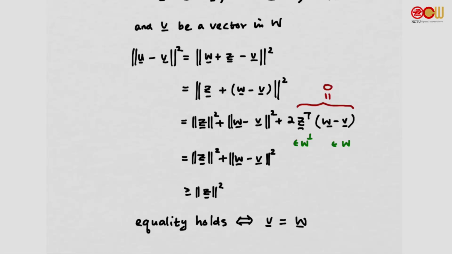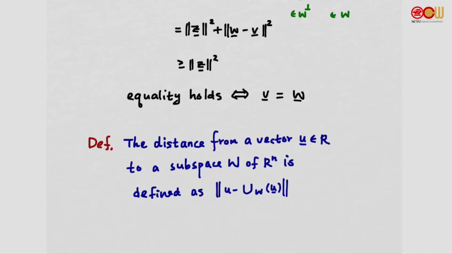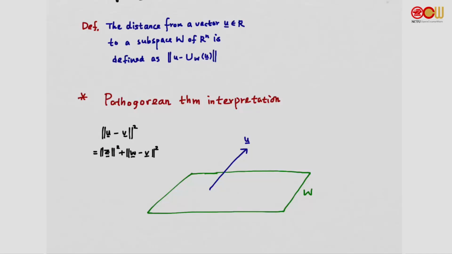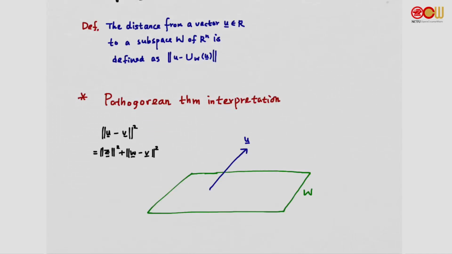So the shortest distance between u and a vector in W is the norm of z, and the smallest distance is achieved when this vector is the orthogonal projection of u on W. And this is how we define the distance from a vector u to a subspace W: it's the distance between u and the orthogonal projection of u on W. The result that we have here, the distance squared between u and v equal to the norm squared of z plus the distance squared between w and v, can be interpreted using the Pythagorean theorem.